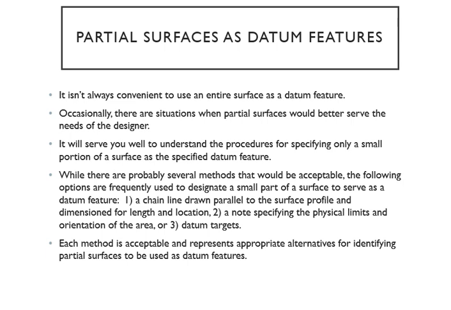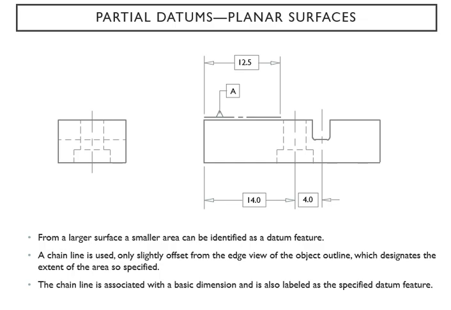Okay, so let's take a look at the partial surface method. Here is our part, and of course you can see the larger surface and the small area. We're going to use a small area to identify the datum feature. So first you're going to use a chain line like that, see that? And it is a little bit offset from the edge view.